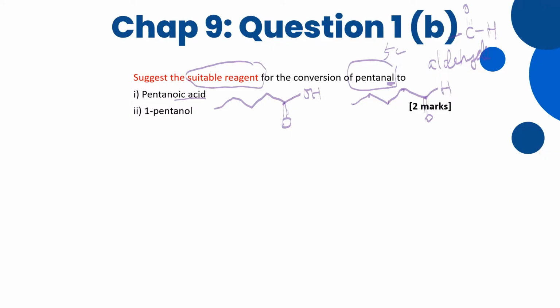And pentanol is 5 carbon as well. But we have OL, which means an alcohol. Alcohol is anything with OH. So let's see what is the difference between aldehyde and carboxylic acid. We observe that there is an addition of oxygen here, meaning that you are trying to add oxygen.